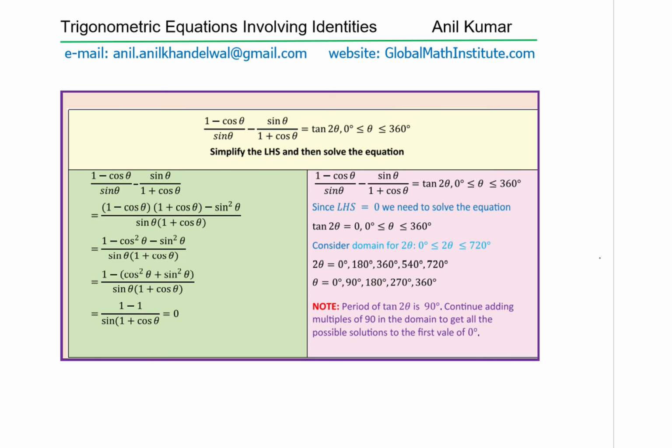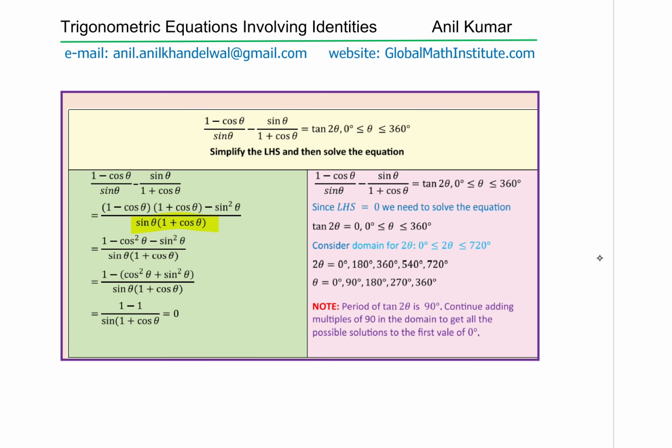Question number one. The question here is (1 minus cos theta) over sin theta minus sin theta over (1 plus cos theta) equals tan 2 theta. We need to solve this within 0 degrees to 360 degrees. So we'll first simplify the left hand side, prove this as an identity. So (1 minus cos theta) over sin theta minus sin theta over (1 plus cos theta).